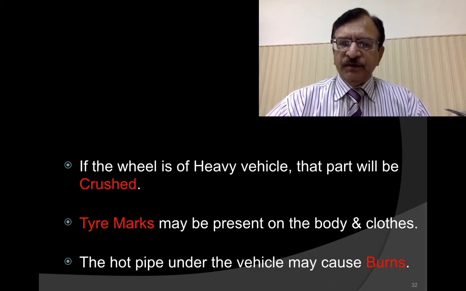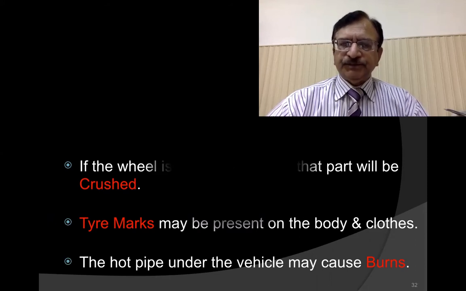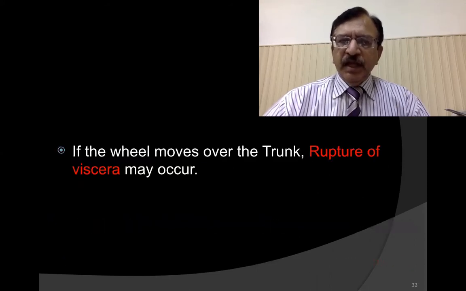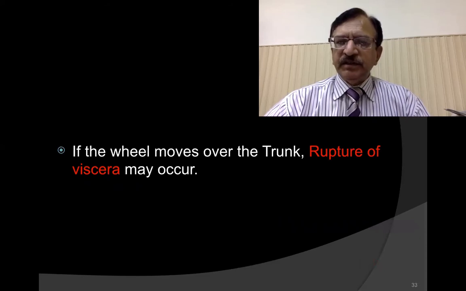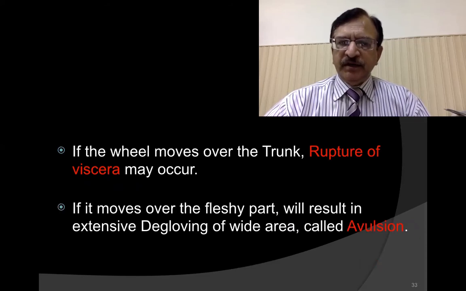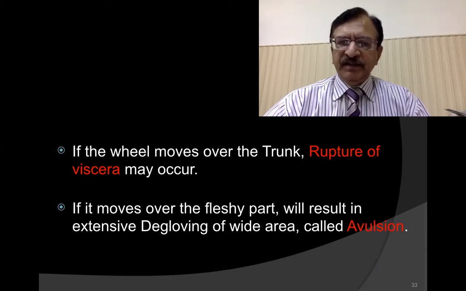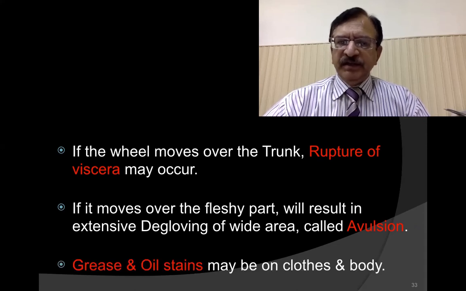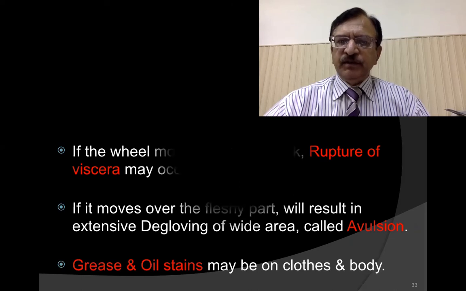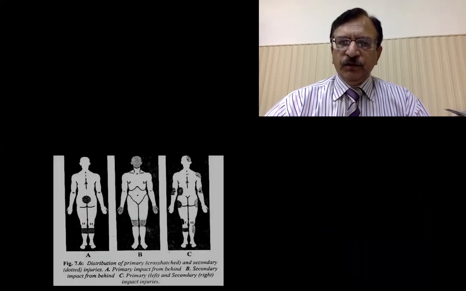A hot exhaust pipe, when in contact with the body, will cause burns. If the wheel comes over the trunk, there will be rupture of the intra-abdominal viscera. If it moves over a fleshy part, it will result in extensive degloving called avulsion. Grease and oil stains may be present on the clothes.